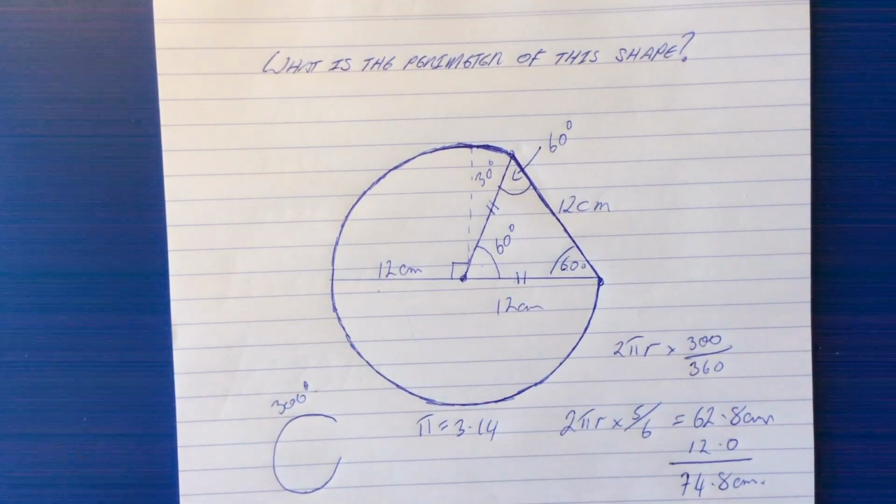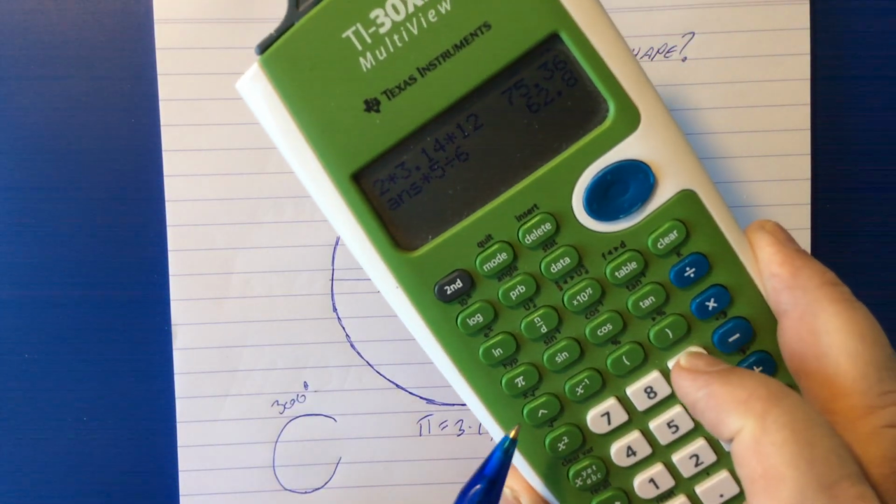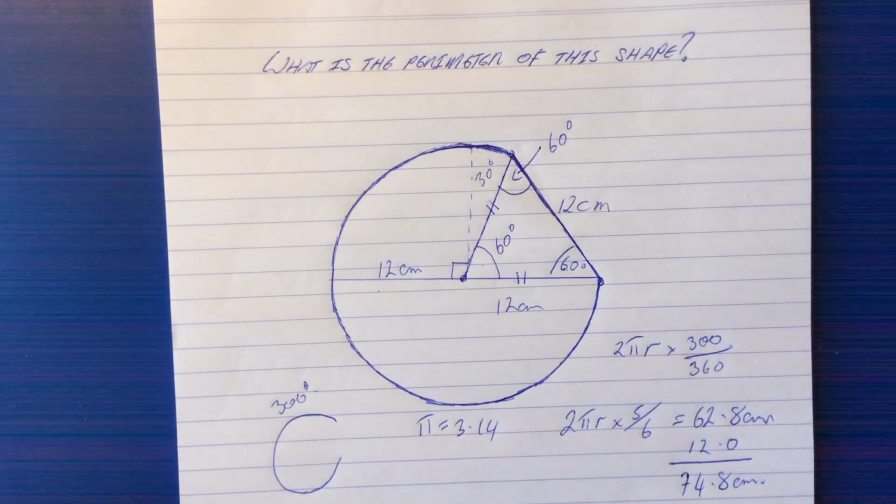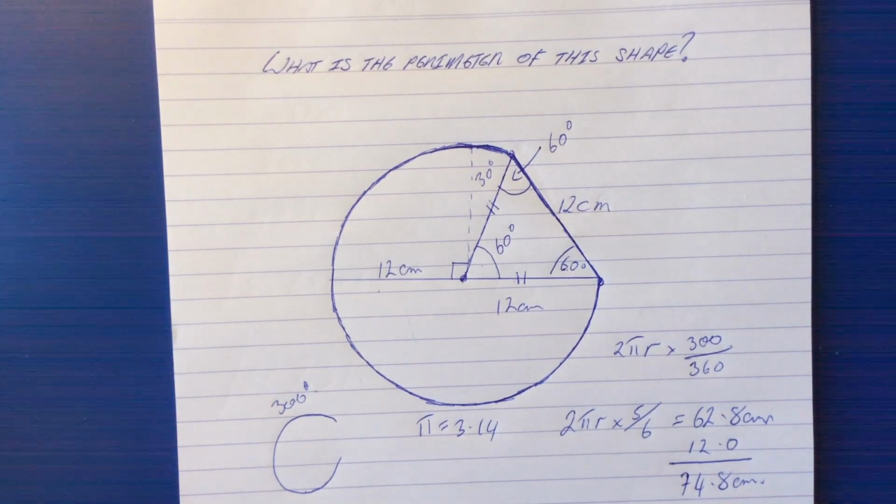Now, if you wanted something more accurate, you would use the pi button on your calculator, and you'd probably get this to 8 or 10 decimal places. But anyway, that's how something like this is solved.